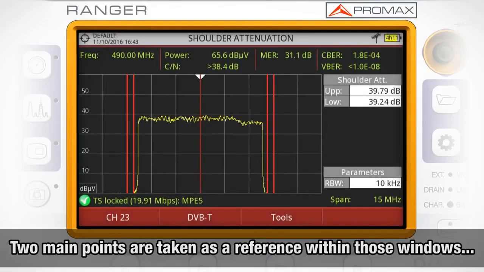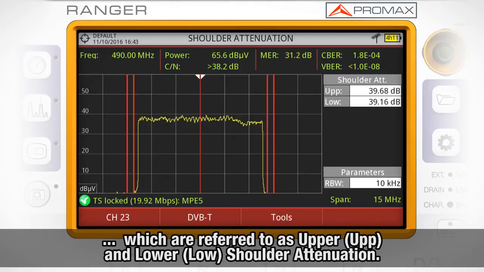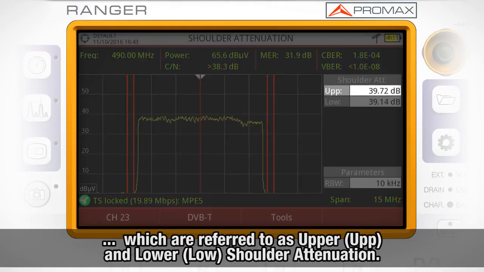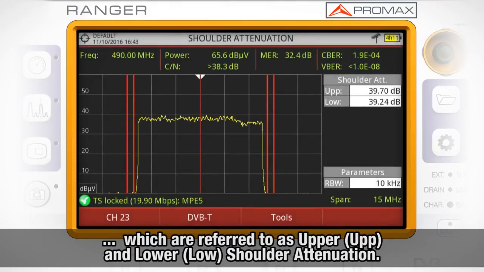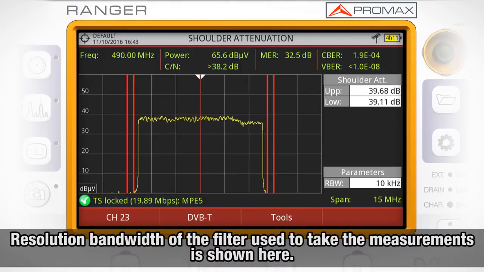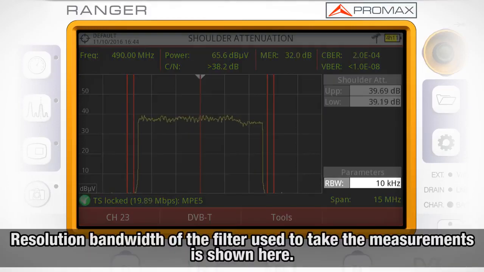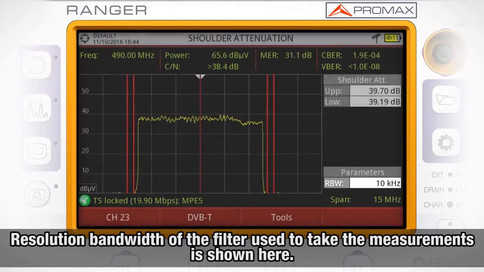Two main points are taken as a reference within those windows, which are referred to as upper shoulder attenuation, Up, and lower shoulder attenuation, Low, both shown automatically on the analyzer. The resolution bandwidth of the filter used to take the measurements is shown in the lower right corner of the screen.